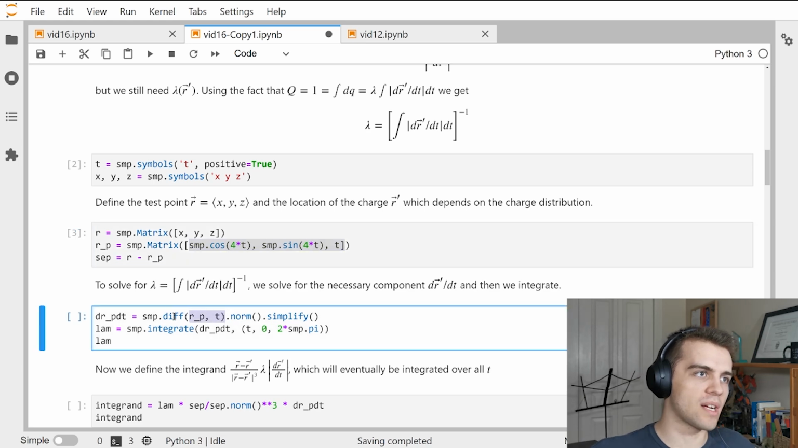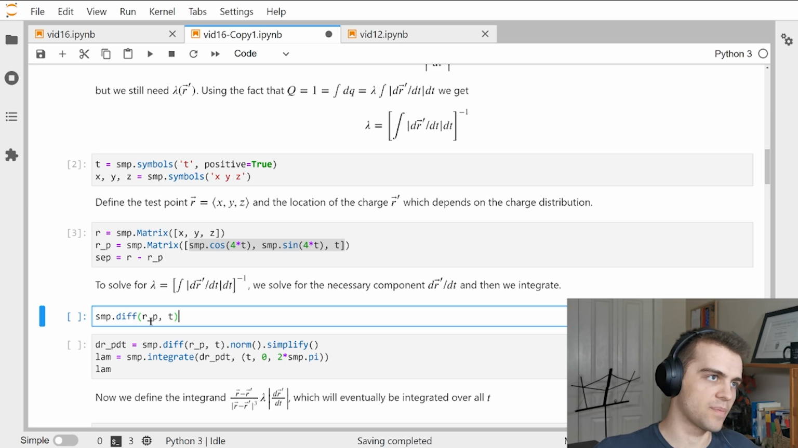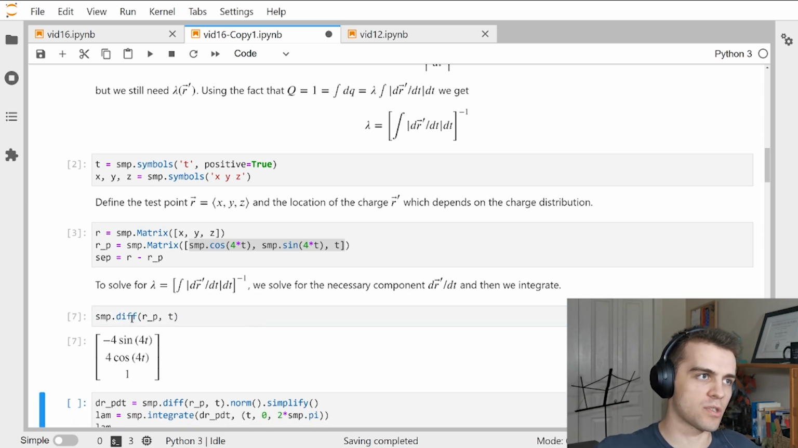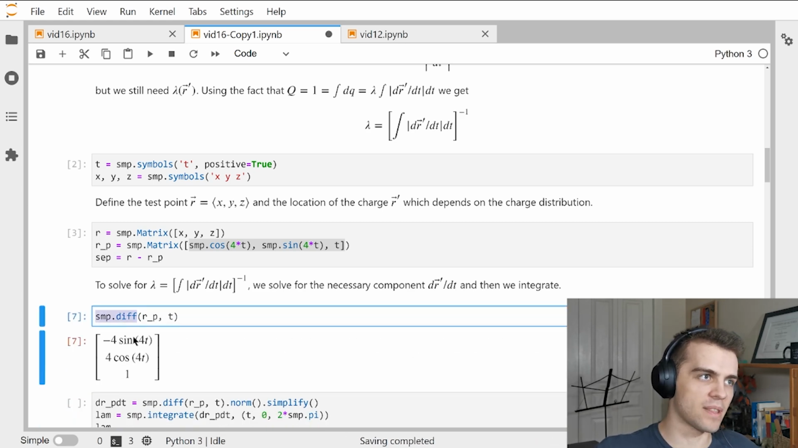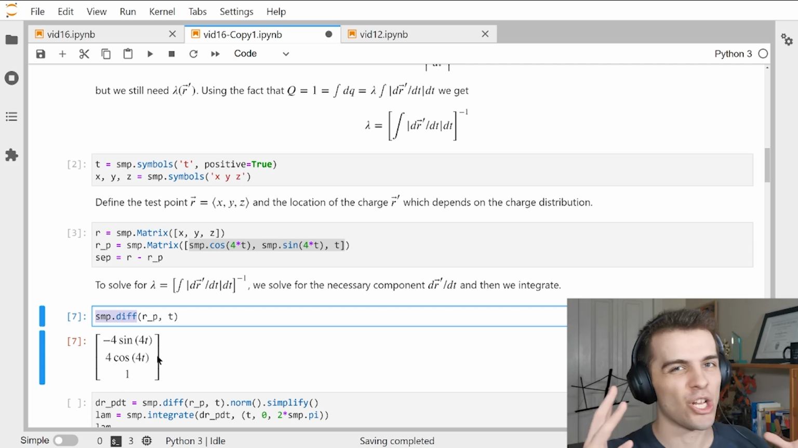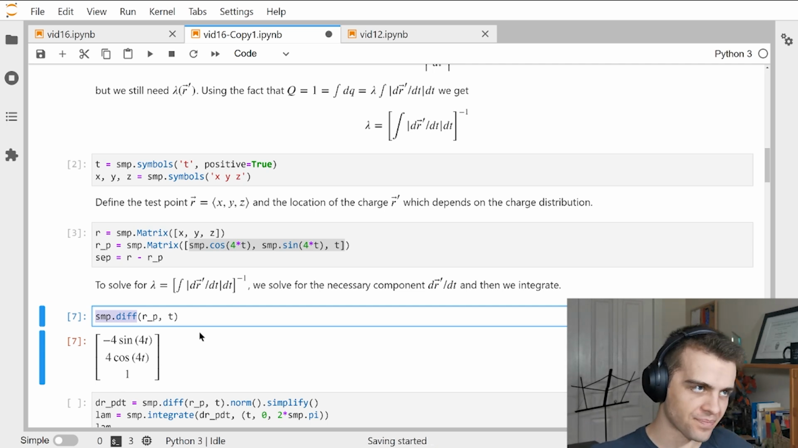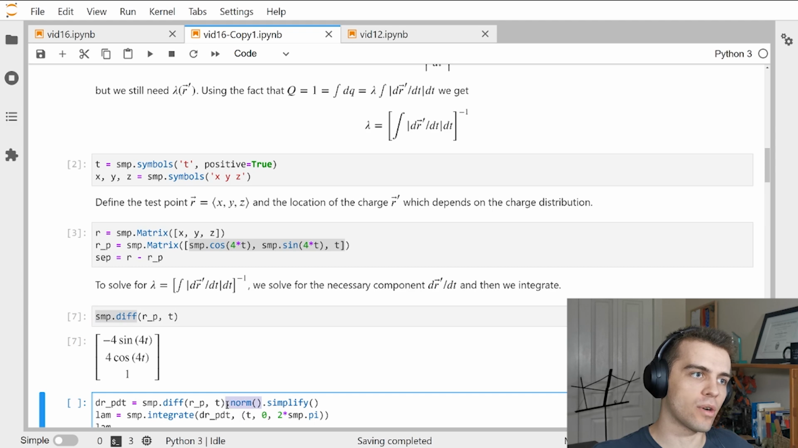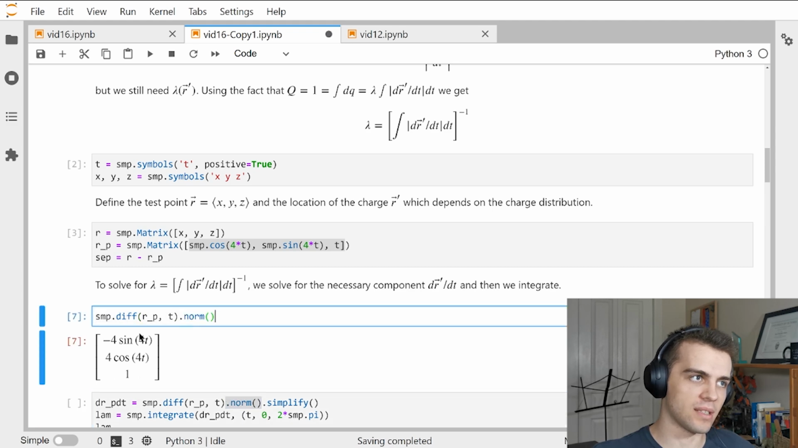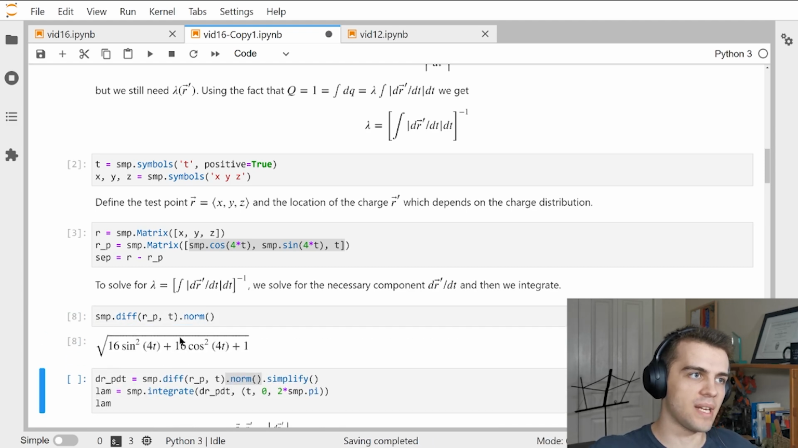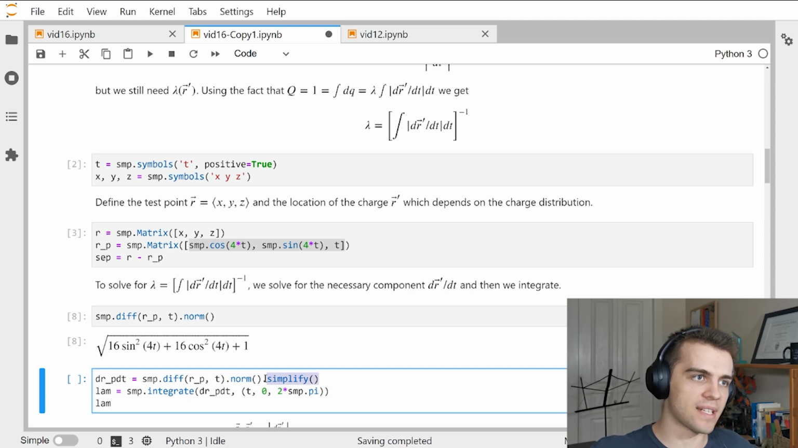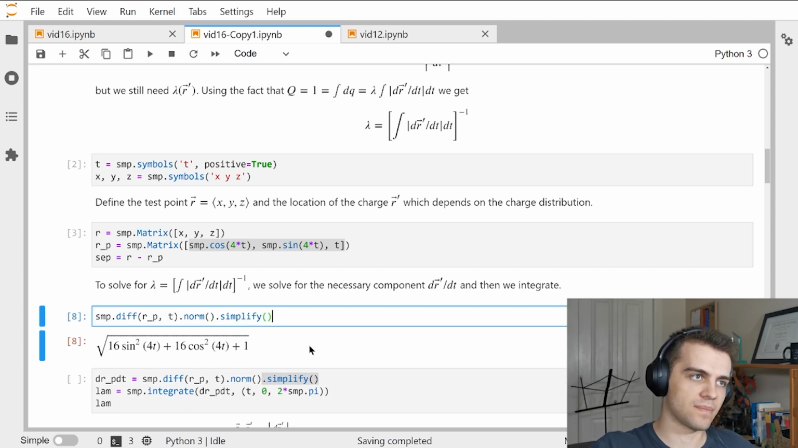So you'll note what I do is I need the absolute value of this, which, of course, is the norm of the vector. So if I can differentiate this with respect to t like this, I use the simp.diff method. It'll take the derivative of this. Again, not super difficult to do by hand. Then I can get the norm by calling dot norm. This will take the length of this vector, which is what we need. And then I can simplify it as well.